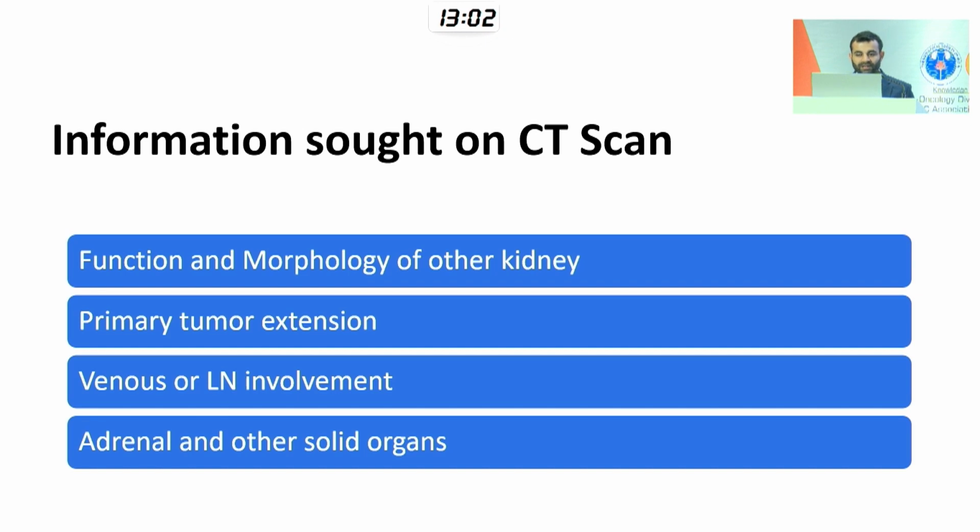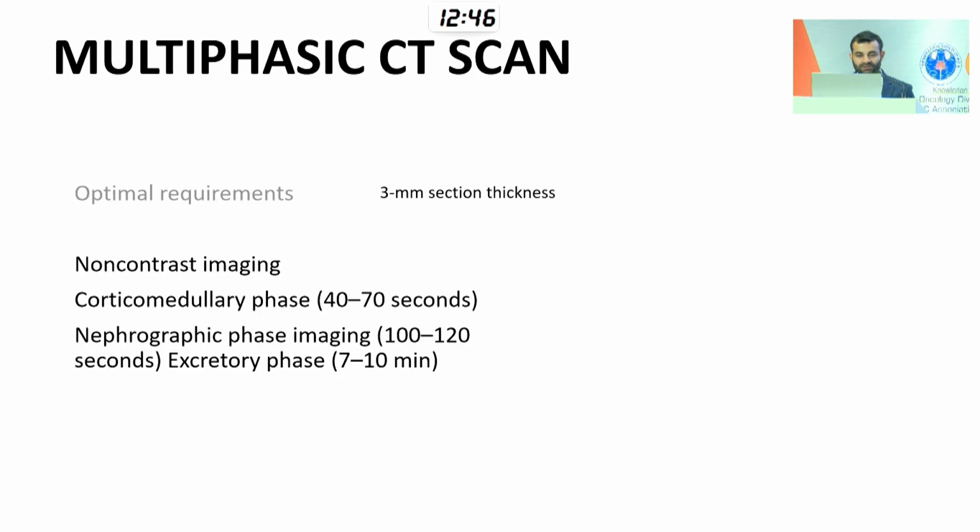So what are we again looking for in the CT scan? We are looking for the function and morphology of the other kidney, the primary tumor extension, whether the tumor involves the venous system or whether there are enlarged lymph nodes, and what is the status of the adrenal and the adjacent solid organs.